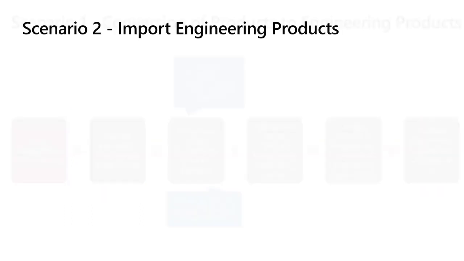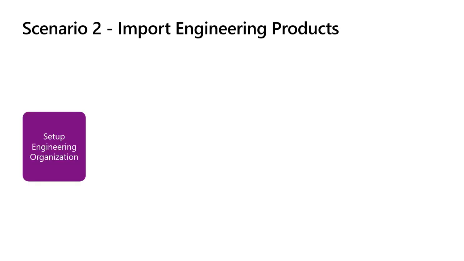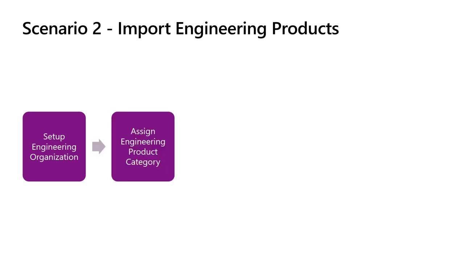Now let's review the second scenario. What should be the process and key considerations when you are planning to import products as engineering products? Again, the first setup is the same. You have to make sure that you have an engineering organization set up. You want to make sure you have a legal entity which is set up to maintain your engineering products.